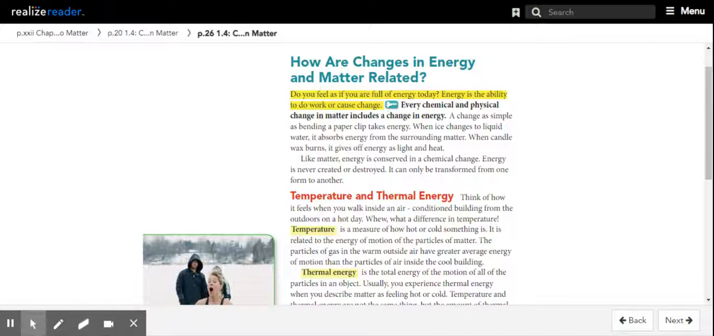If you remove a cup of water from the ocean, does the water in the cup have the same temperature as the ocean? Yes, because both have particles moving with the same average energy. Do both have the same thermal energy? Well, no, because the ocean is much larger, so it has more particles, and its total thermal energy is greater.